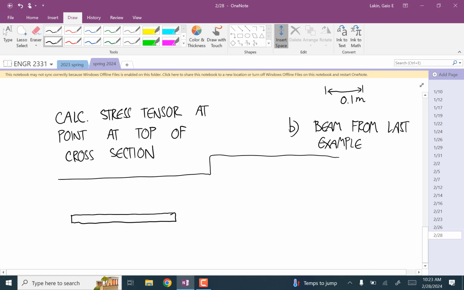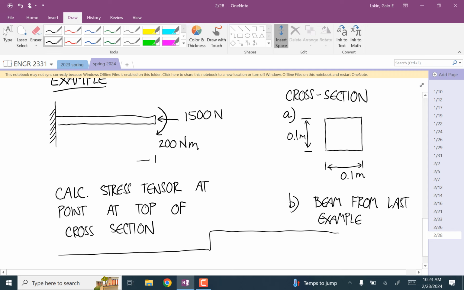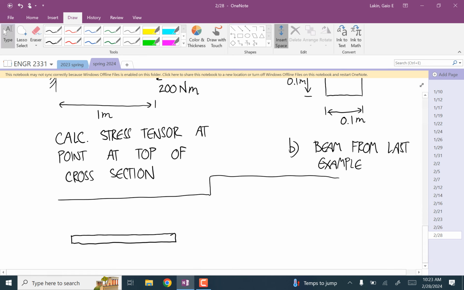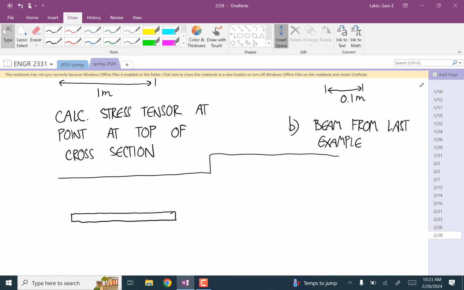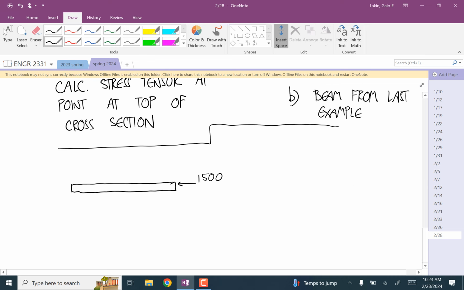We're ignoring the weight of this beam. We're assuming that's small compared to the external loads. Also, this has a length of 1 meter. Okay, so we have the 1500 Newton force and the 200 Newton meter couple. And that's going to be counteracted by a force this way, I'll call that R, and a couple this way, I'll call that MR.